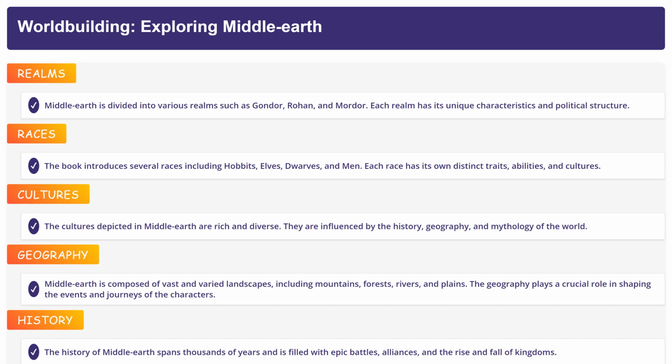Now, let's delve into the history. The history of Middle-earth spans thousands of years and is filled with epic battles, alliances, and the rise and fall of kingdoms. Lastly, we have mythology. The world of Middle-earth is steeped in ancient myths and legends that provide a deeper understanding of the origins and powers of the various races and creatures.